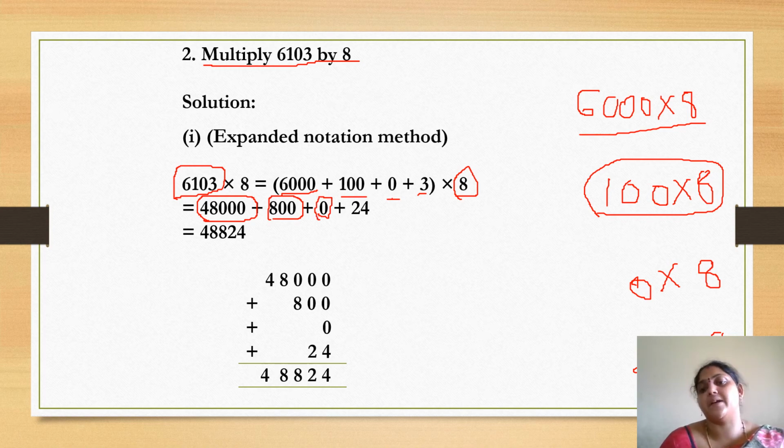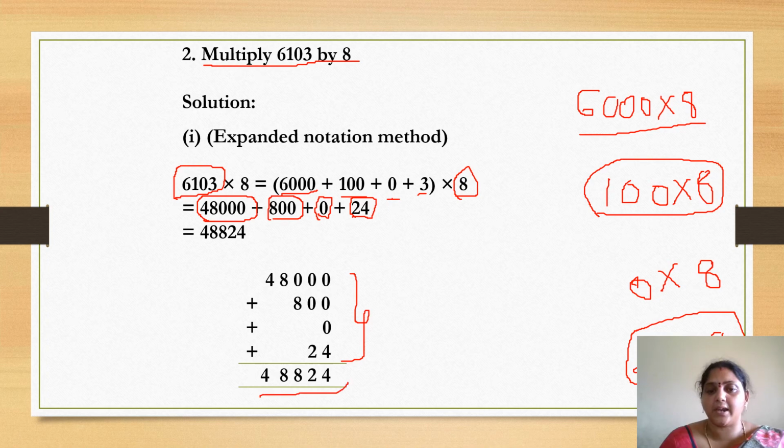Next is our ones unit place, that is the ones place. 3 should be multiplied by 8. When 3 is multiplied by 8, your product is 24. Now, what you have to do? For getting your final product, you have to add all the products. When you are adding all the products, you get your final product, that is 48,824. This is how the multiplication of your larger number is done in the expanded form.